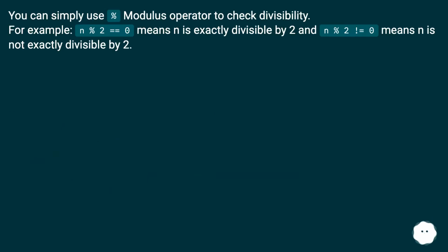You can simply use the % modulus operator to check divisibility. For example, n%2 equals 0 means n is exactly divisible by 2, and n%2 not equals 0 means n is not exactly divisible by 2.